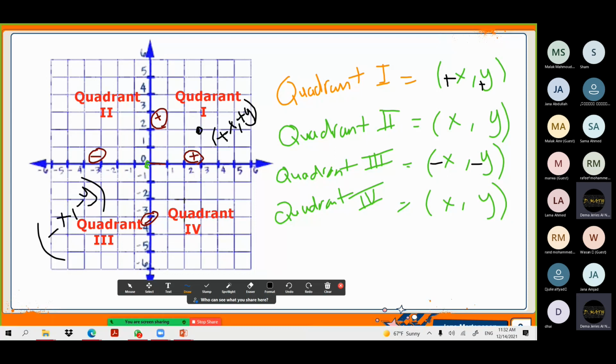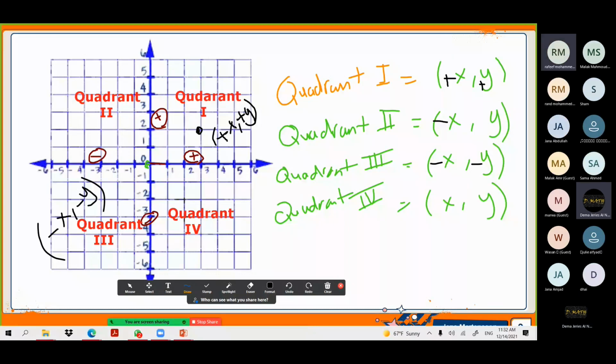Now look at quadrant 2. What about the x-axis? Are they positive or negative? The x is negative and the y is positive. Look at this point here. And in quadrant 4, the x is what? Positive and the y is negative. Easy. That's what we call the quadrants.